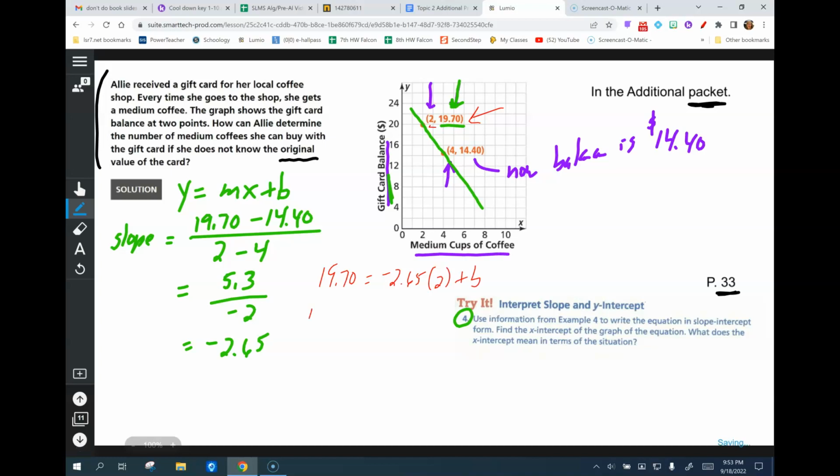So let's solve for b. 19.70 is equal to -5.3 plus b, add 5.3 to both sides. So our y-intercept is, oh, I better not add without a calculator just to be sure. $25, which makes sense. So the beginning balance is $25. Let's write the equation.